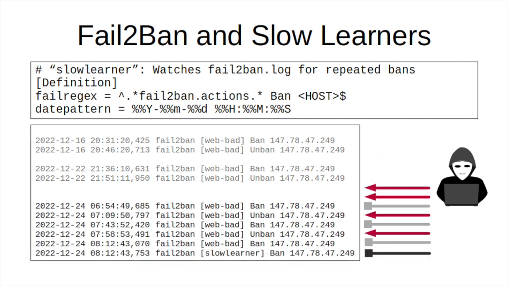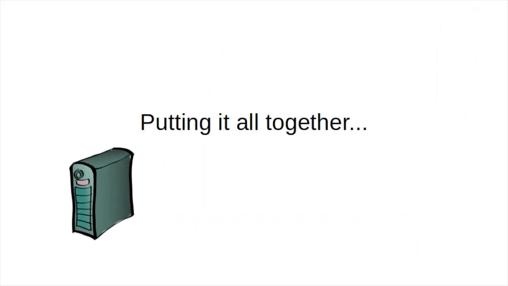2 days after that, he showed up doing the same thing again. This time, he scanned URLs and was banned. When the ban lifted, he resumed and was banned again. 15 minutes later it lifted again, he resumed, and was banned a third time. But this time, he triggered the Slow Learner rule. Rather than being banned for 15 minutes, he was banned for 3 days. When the ban lifted, he didn't return until over a month later. We can't make him go away forever, but we can quickly cut off his attacks and deter him from accessing the server. So let's put it all together.